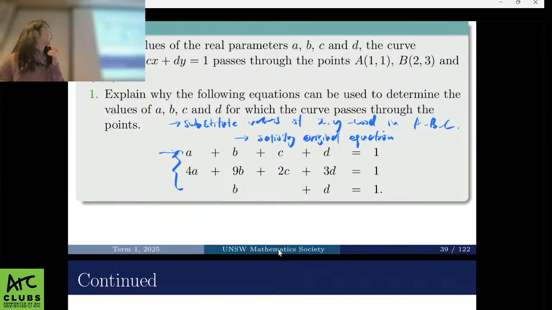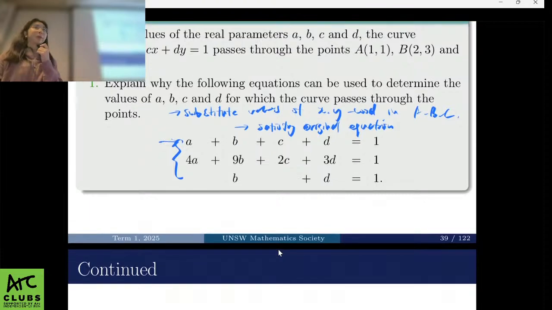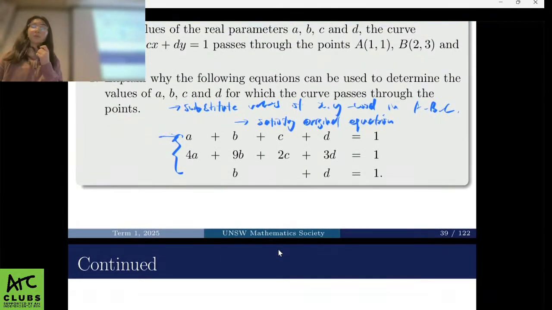So then we have this system of linear equations where we have 4 variables, but really only 3 equations. So that's important to note. Okay.